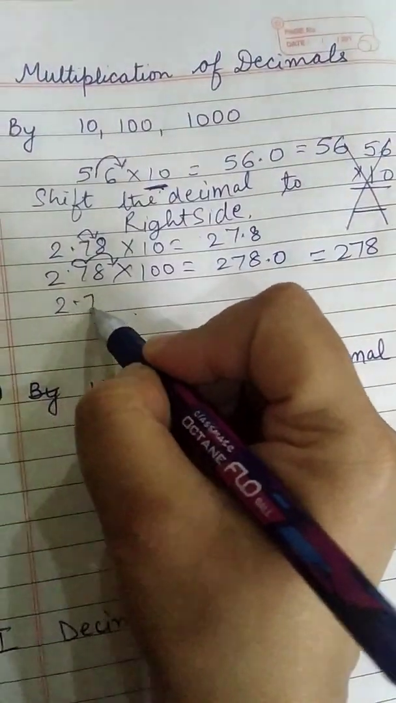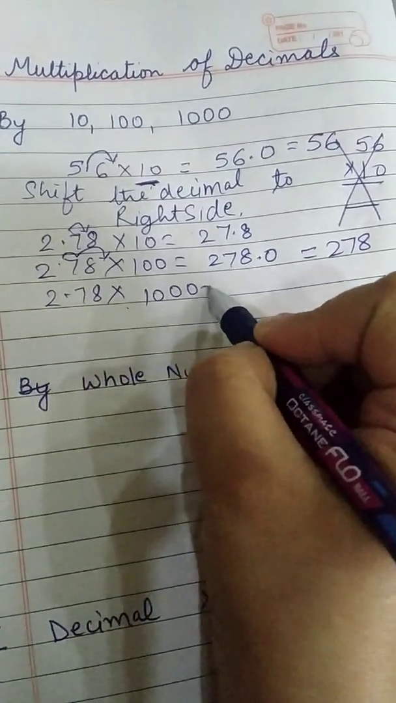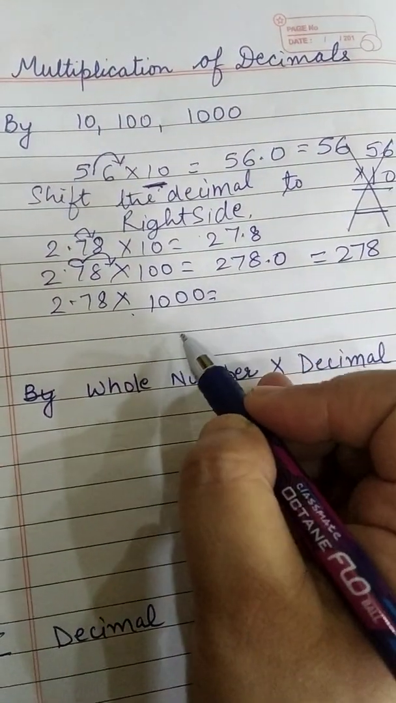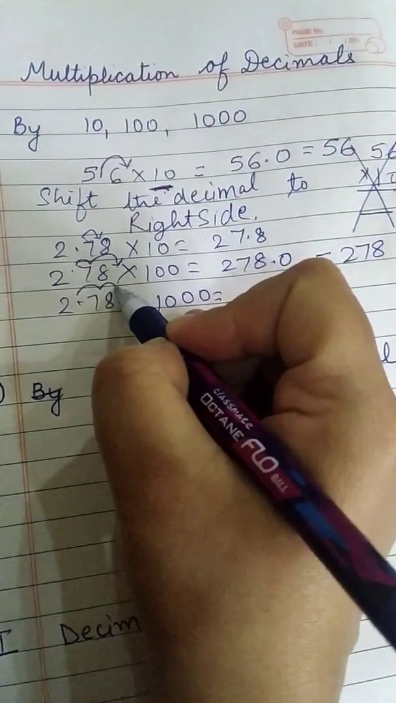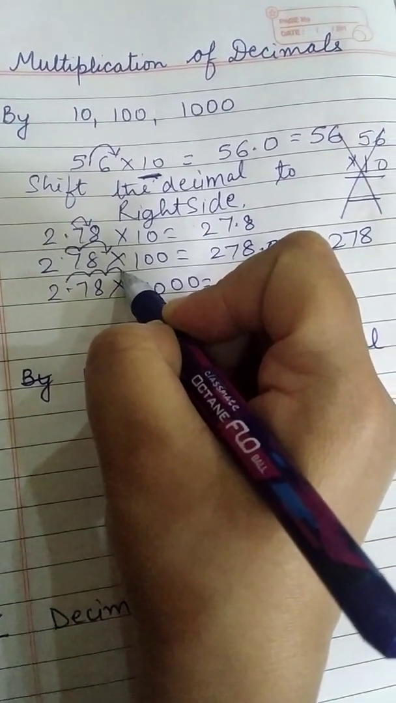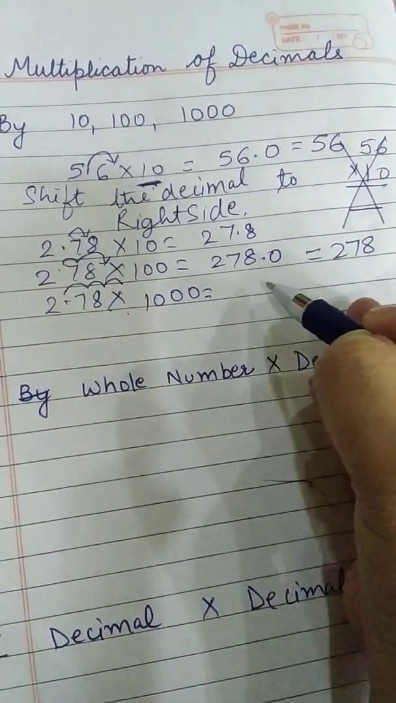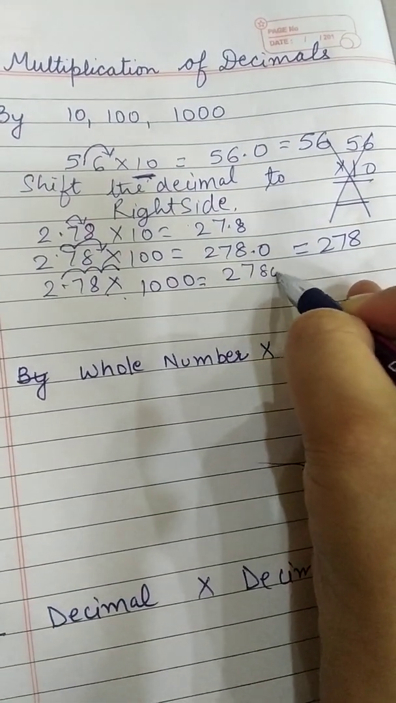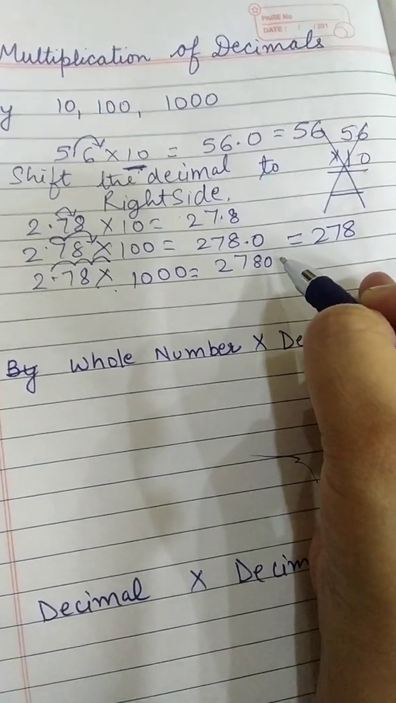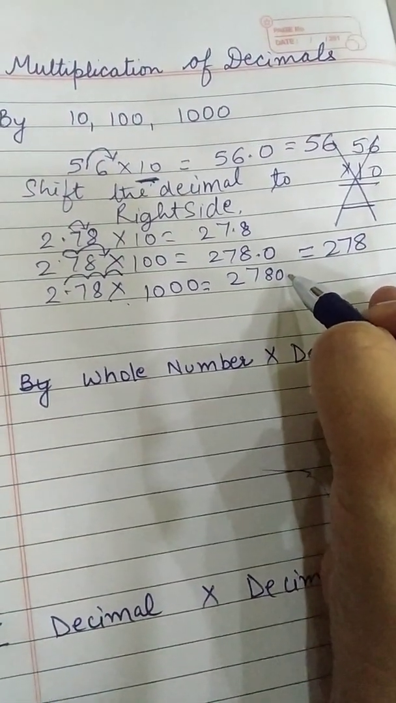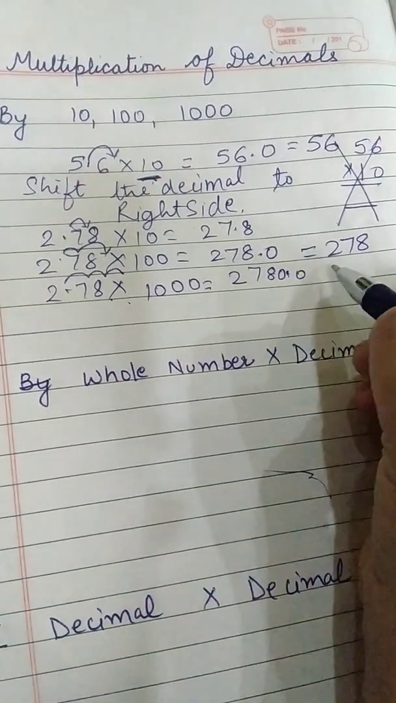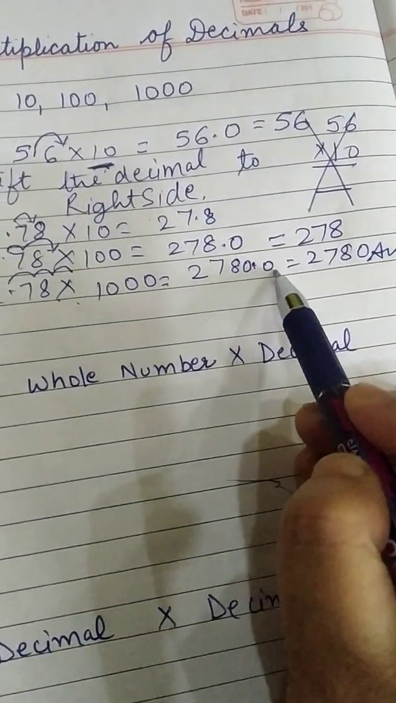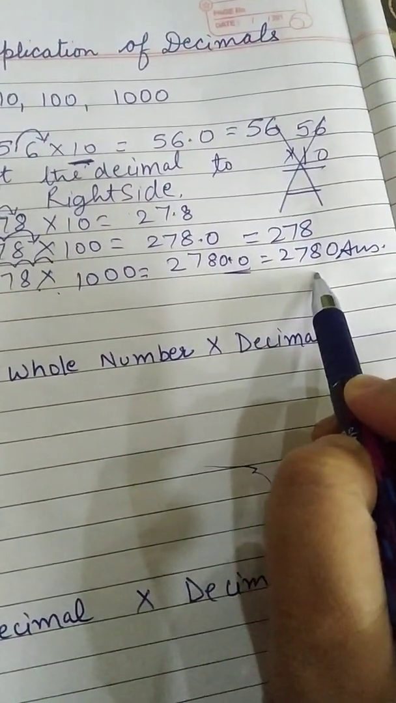If I multiply the same number with 1000, now I have to move 3 places to the right side. 1, 2 and 3. One more is there, but I'm not having any digit here. So what I'll do, we have learned that if we are putting 0 at the last, the value of the number is not changed. So it becomes 2780.0, which will give you 2780. It's not necessary to write this one. Directly you can write this answer.